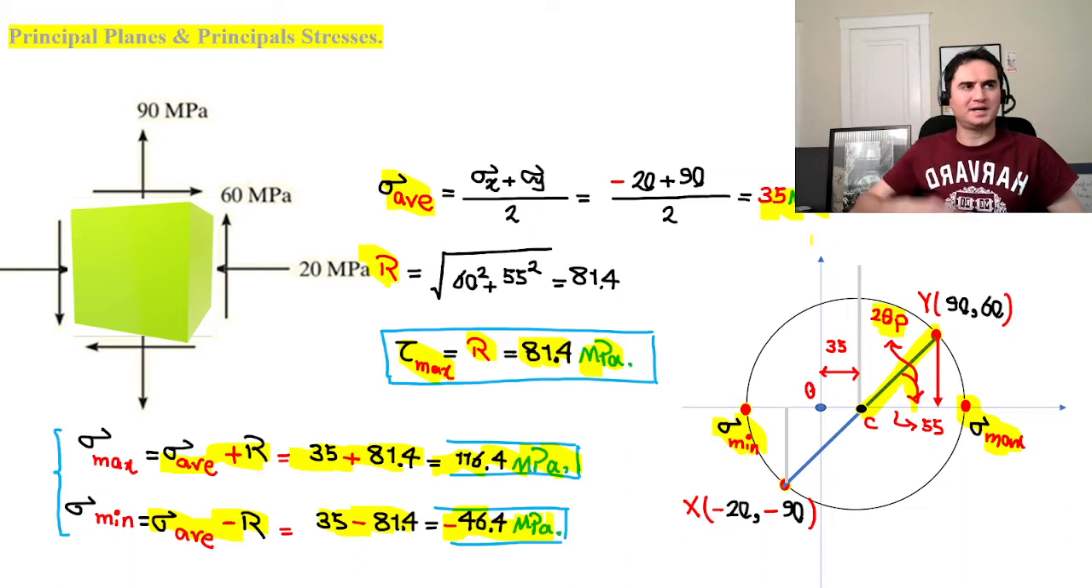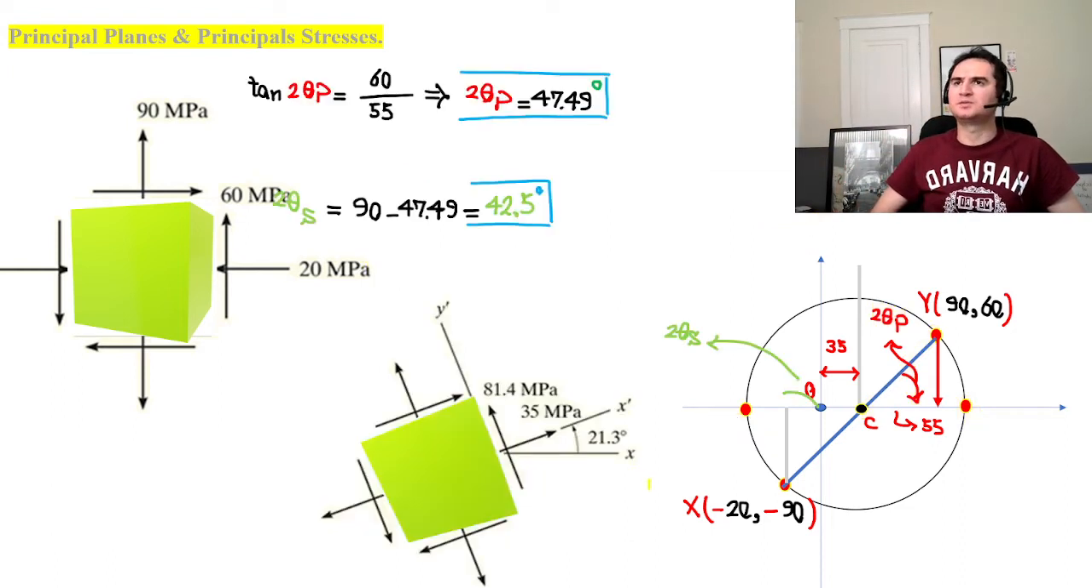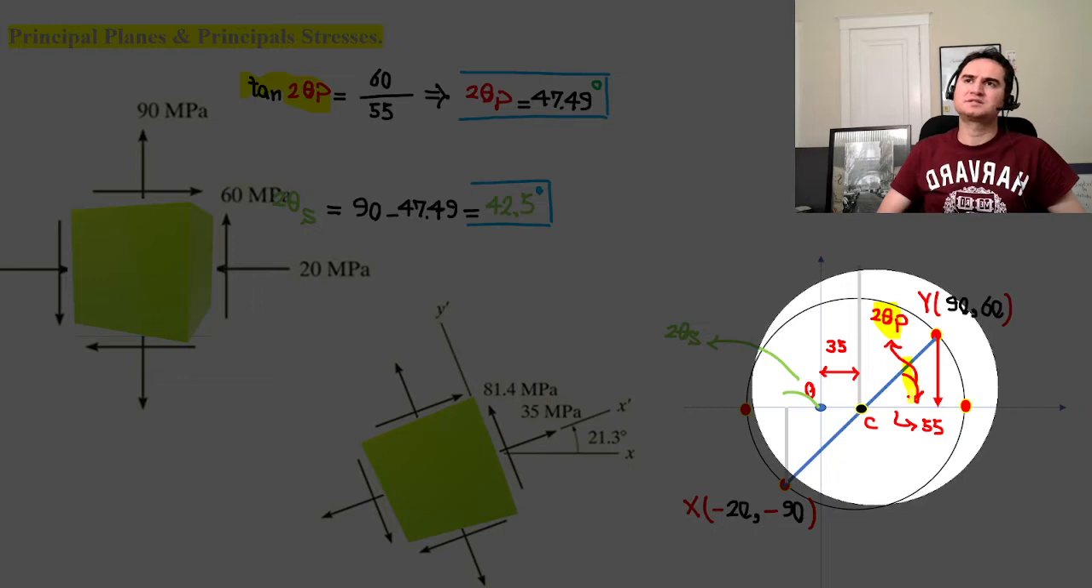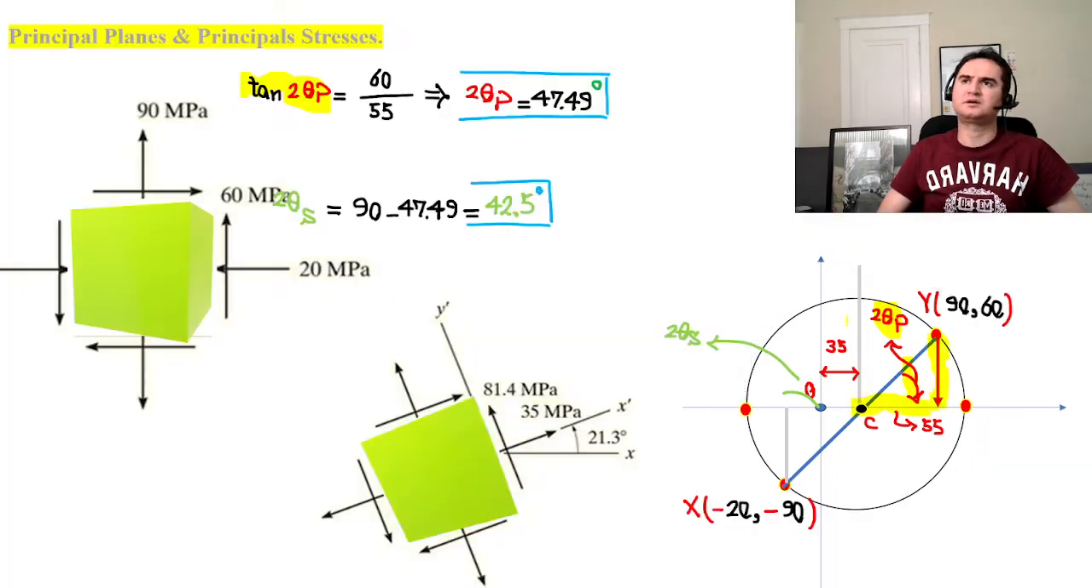Let's calculate tangent of 2 theta p and what theta p is. If you look at the Mohr circle, tangent of 2 theta p, which is here, is simply rise over run. That's 60 over 55, and 2 theta p is equal to 47.49 degrees.